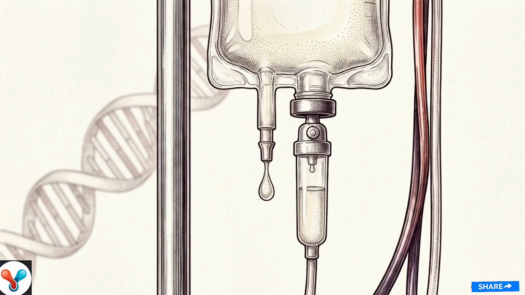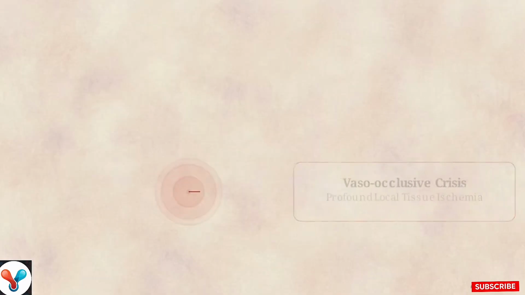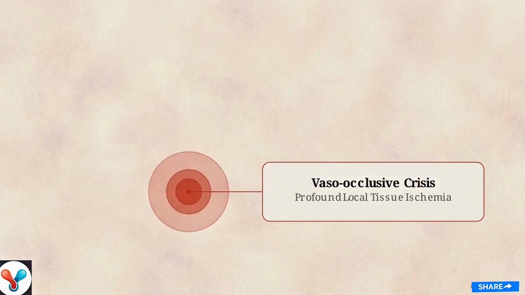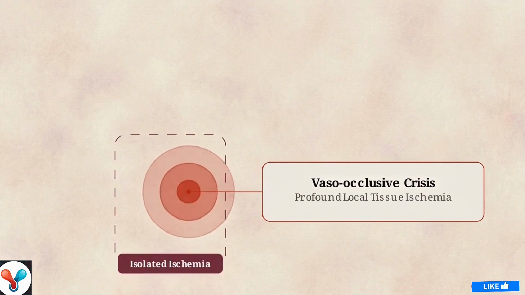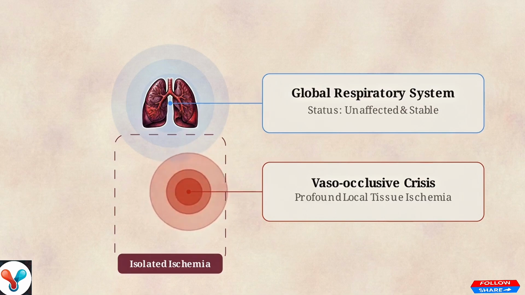The standard medical protocol for localized ischemia is aggressive hydration to improve blood flow and heavy opiate analgesia to manage the excruciating bone pain. While a vaso-occlusive crisis causes profound local tissue destruction, the ischemia remains isolated to the limb. It does not immediately threaten the patient's global respiratory system.